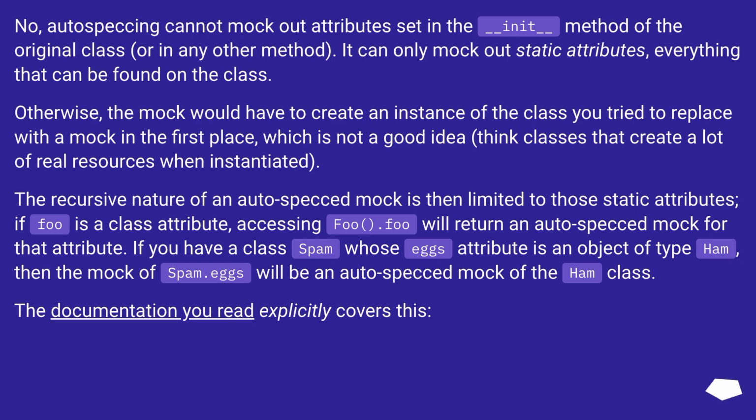If Foo is a class attribute, accessing Foo.foo will return an auto-specified mock for that attribute. If you have a class Spam whose eggs attribute is an object of type Ham, then the mock of Spam.eggs will be an auto-specified mock of the Ham class. The documentation you read explicitly covers this.